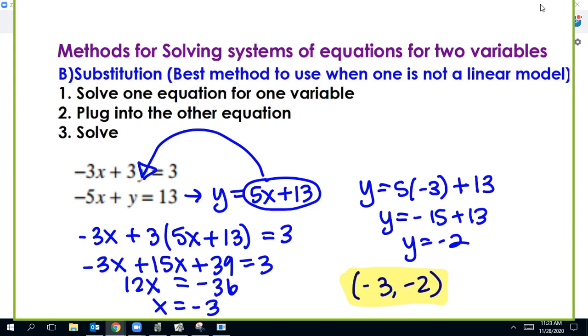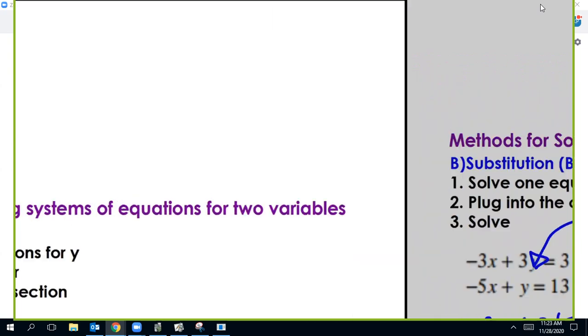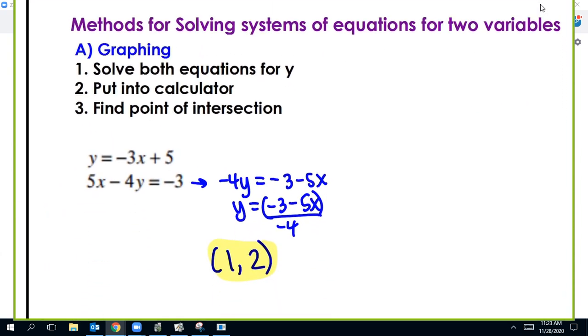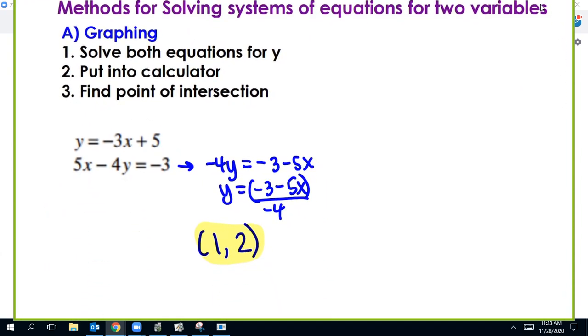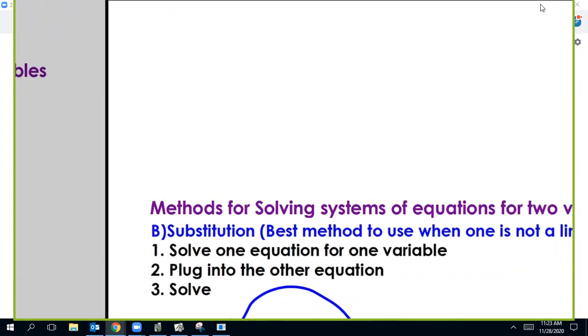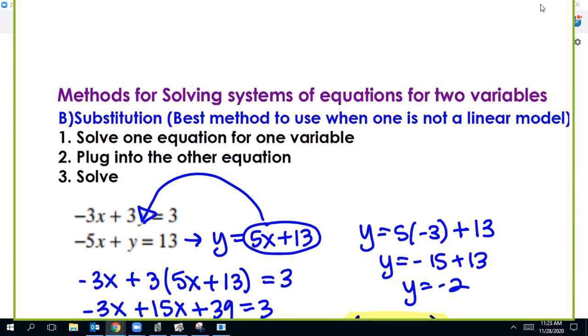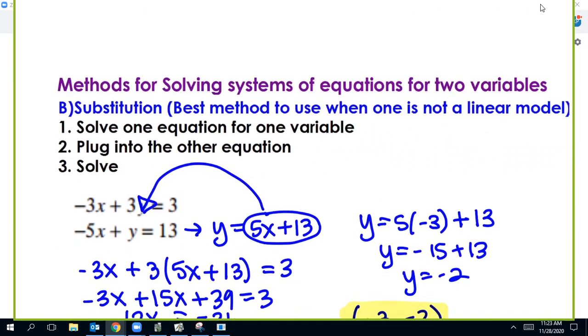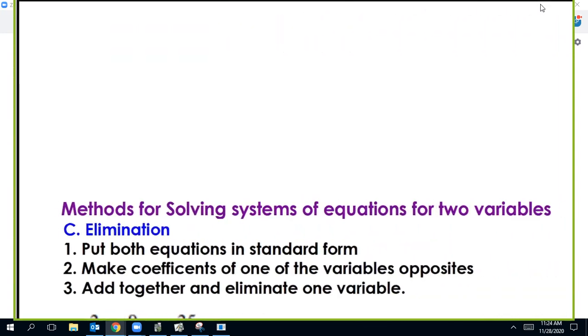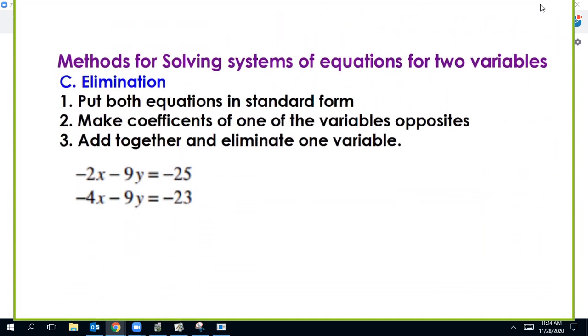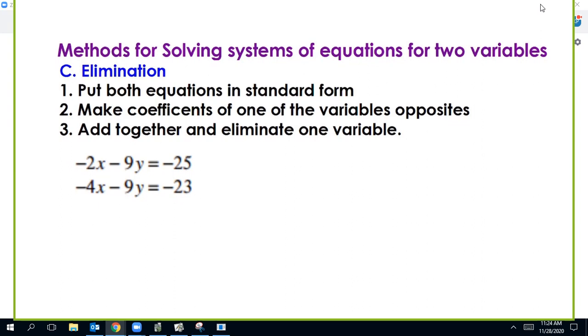So the first one, graphing, you want to use if you have something easy to solve for y. Here, you want to plug one equation into the other. Easy to solve for y again. And then this other one, elimination, is what you want to do if you can line them up and make both of the coefficients the same sign but opposite.